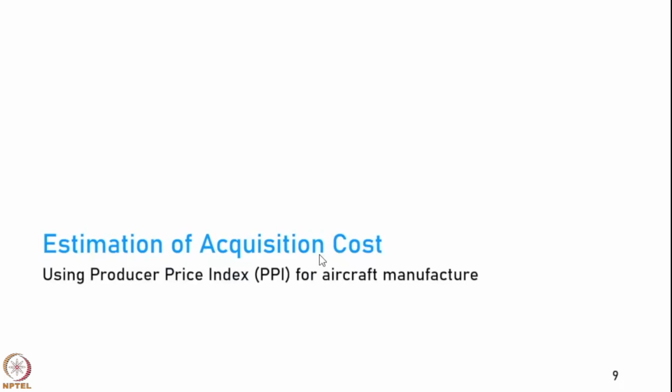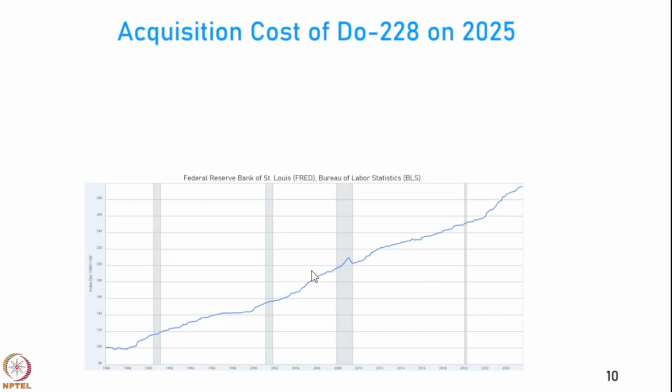Now, let us start with estimation of the acquisition cost of the aircraft, and for this we will use a term called the producer price index or PPI for aircraft manufacture. Remember, we have assumed the cost to be a particular value in 1996, right. So, we have to get the number which is applicable to 2025. So, if you look at the data from the Federal Reserve Bank, now I am going to do all the calculations in US dollars, although we are operating in India, but we are going to look at US dollars as our baseline currency for the calculations, and in the end we will convert that into the Indian currency.